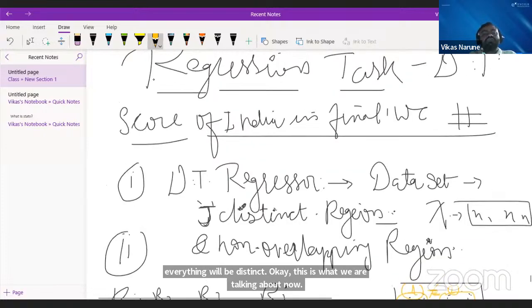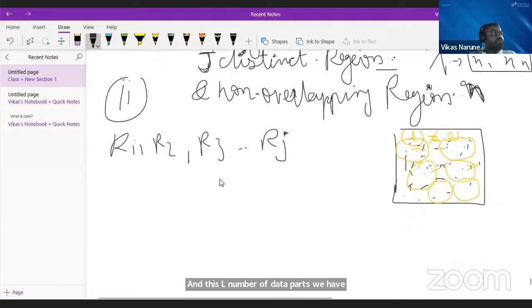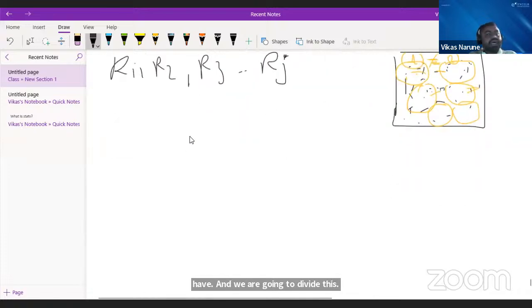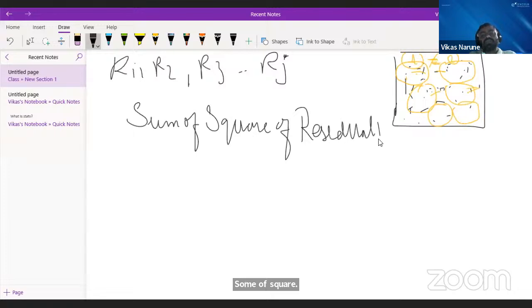So what we're going to do is first divide the data into J number of regions. We have n data points, and we are going to divide these n data points into J regions. I have to divide the data in such a way that I follow the sum of square residuals rule. The sum of square residuals has to be minimum.